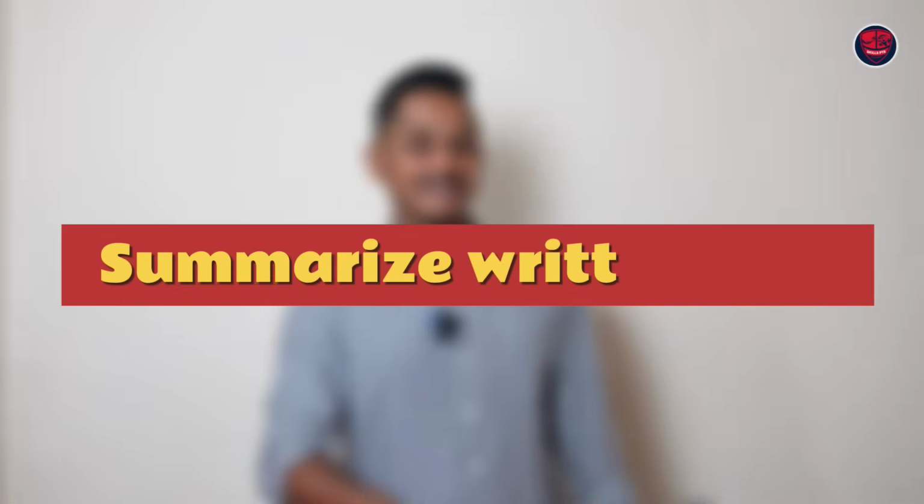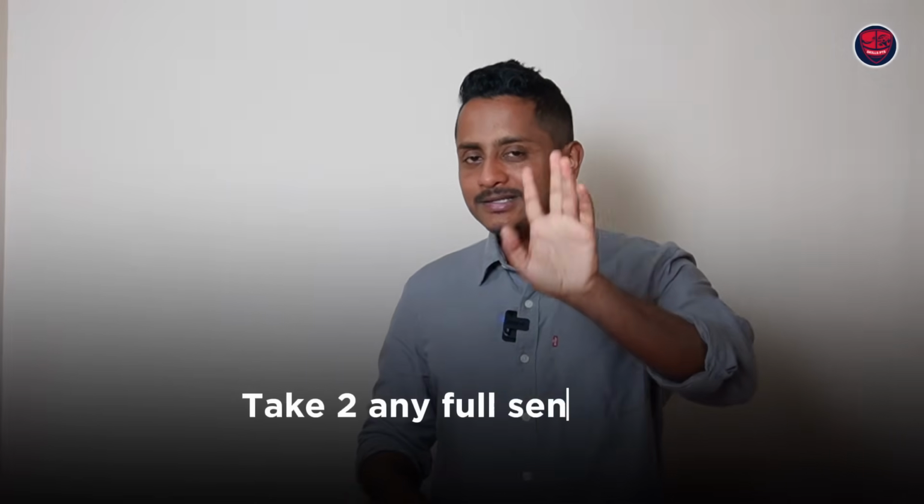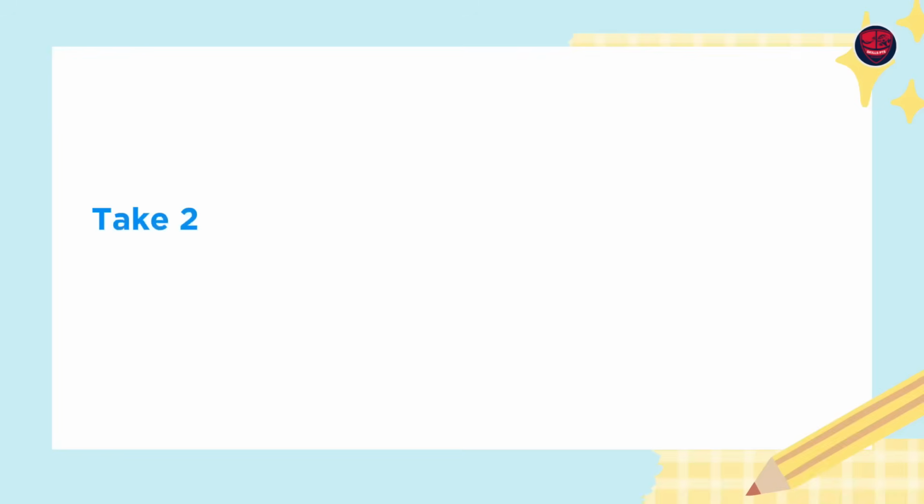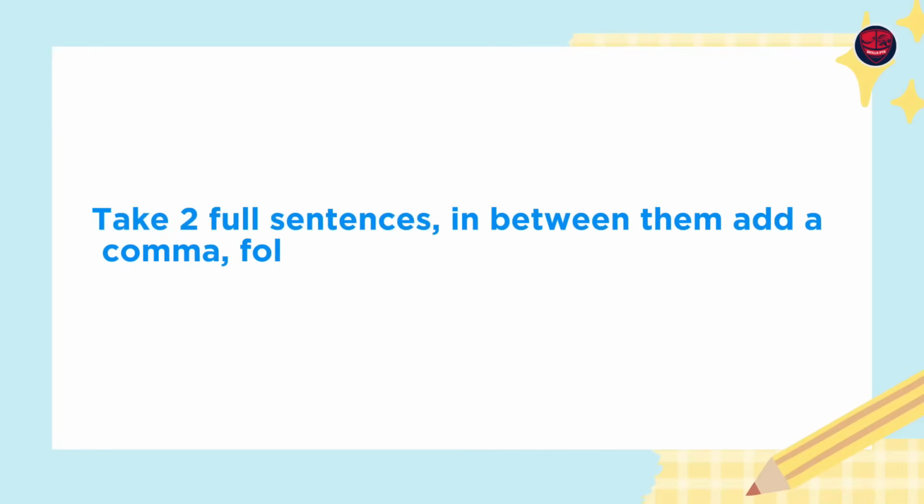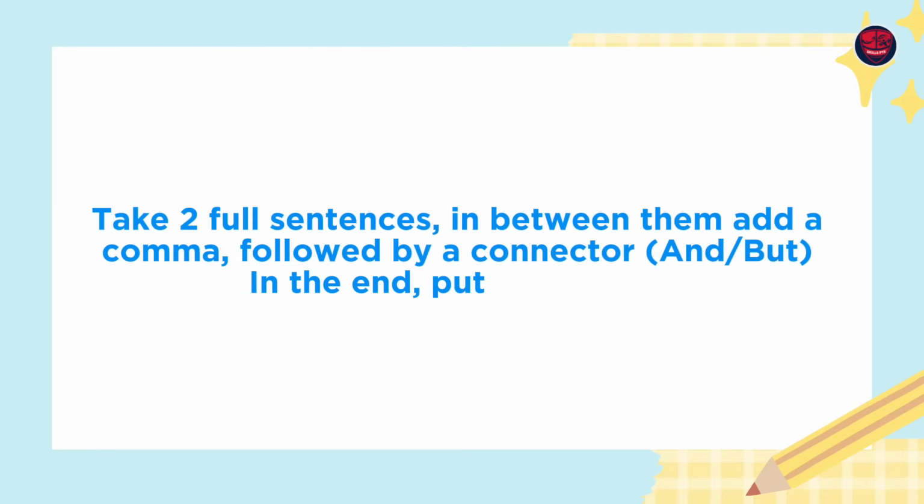The next comes summarize written text. Can we trick here? 100%. Remember, take any full sentences, complete sentences. Don't copy from half, or don't copy till half. If you find a full stop, from there you start, and until another full stop you copy. Do this one more time, you get 2 sentences. Between them add a comma and a connector, AND, BUT, or anything of that. In the end, put a full stop. This works for both PTE Academic and Core. Make sure the word length is between 40 and 50 words.